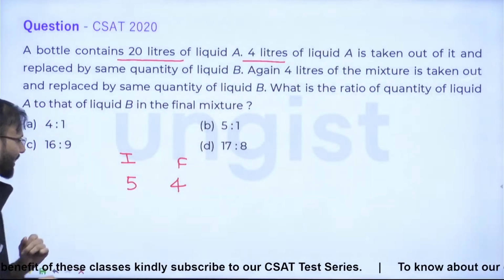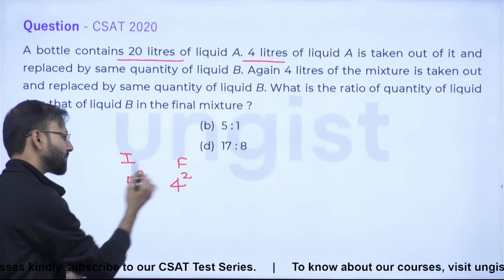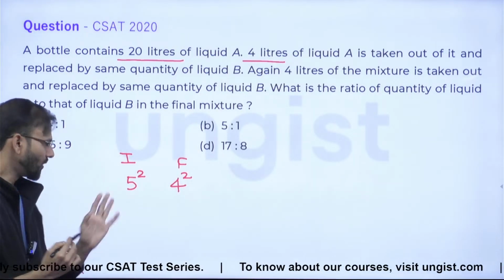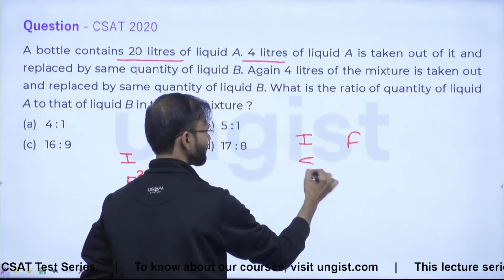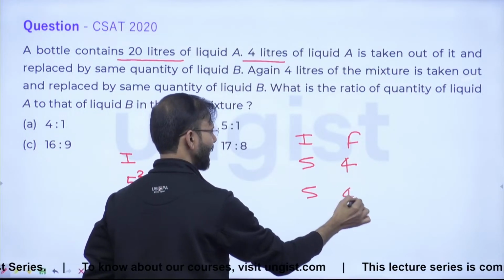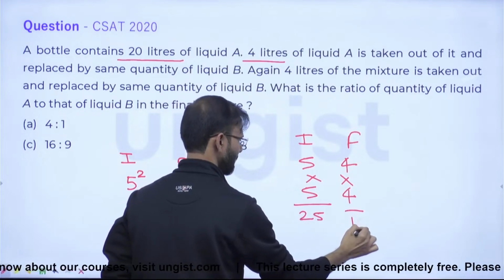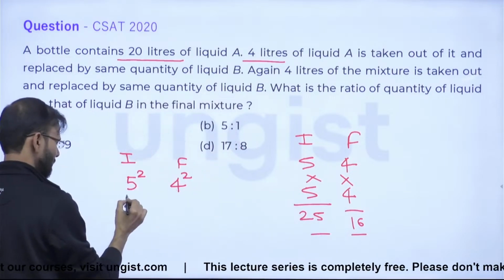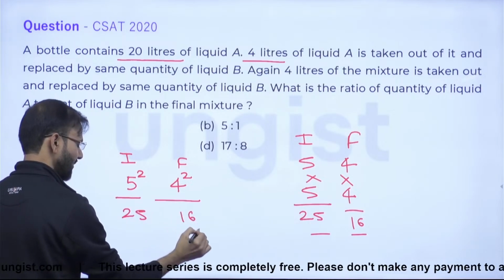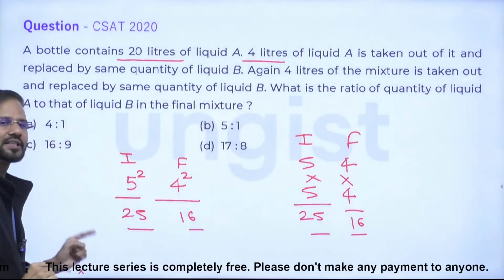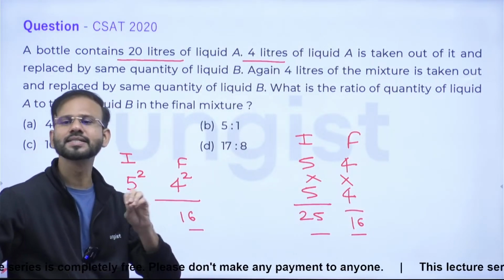Now total 2 times, so I can do the square of this, yes or no? Or initial and final, you can take 5, 4 and 5, 4 and multiply it. So this is nothing but finding the square of this, right? So this is 25 and this is 16. Everyone, yes or no? So initially the water was 25, now the water is 16.